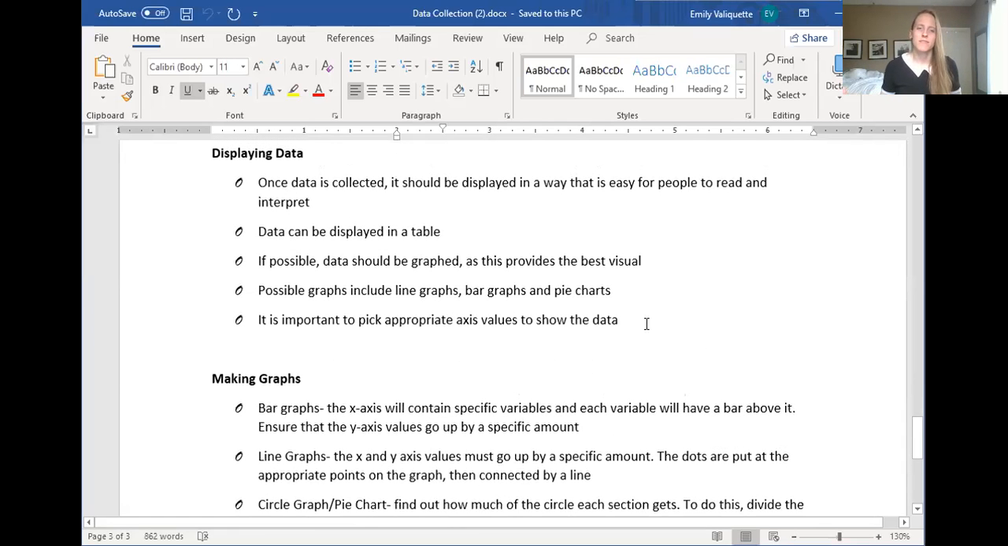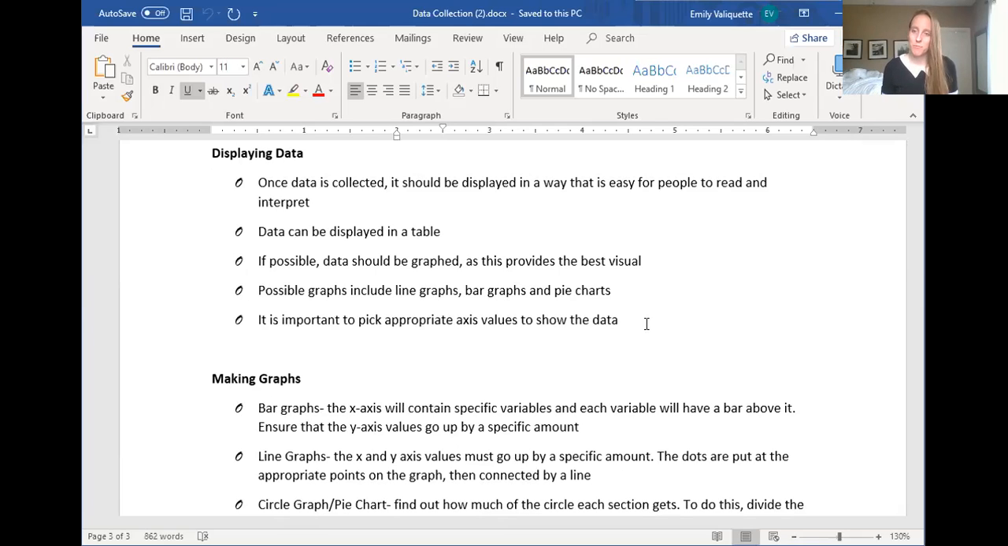assumptions. And then you also want to display your data in a way that's easy for people to read and interpret. This could be in a table, but if possible, it should also be represented in a graph. So either a line graph, bar graph, even a pie chart, or circle graph. And it's really important that when you're making these graphs, especially if it's a line graph or bar graph, that you pick appropriate axes values on which to show your data. And this is also something to look at when you're analyzing someone else's data to see if they're trying to kind of trick you.